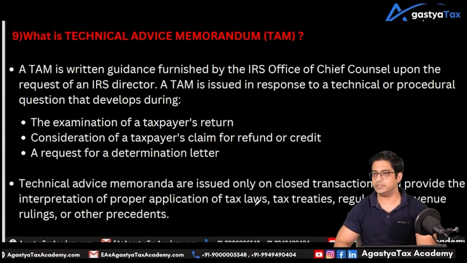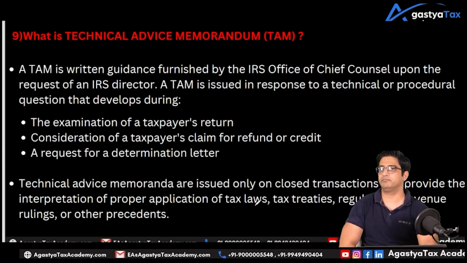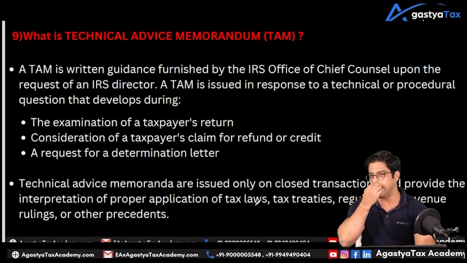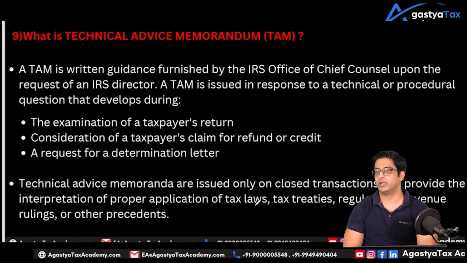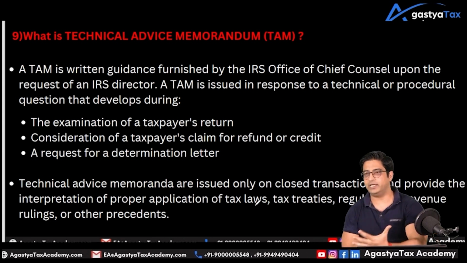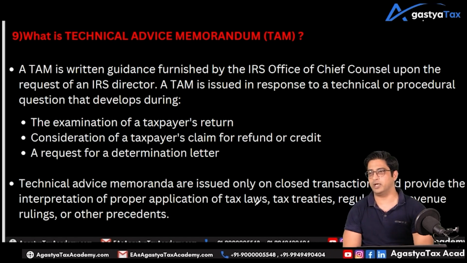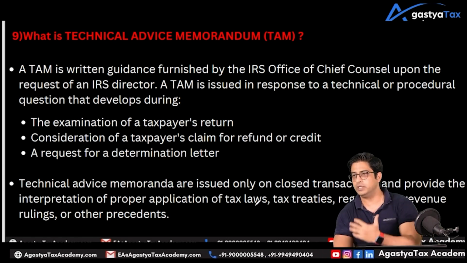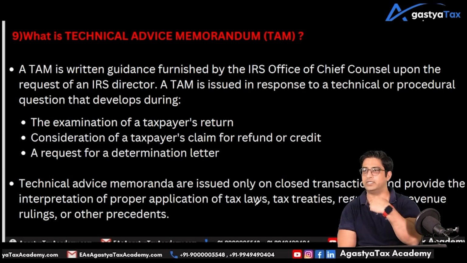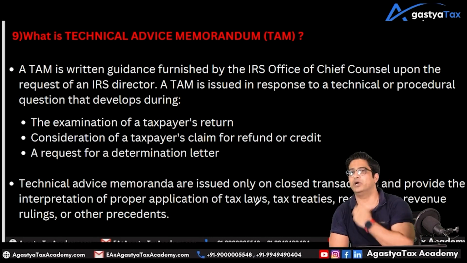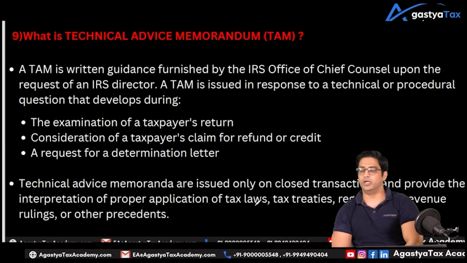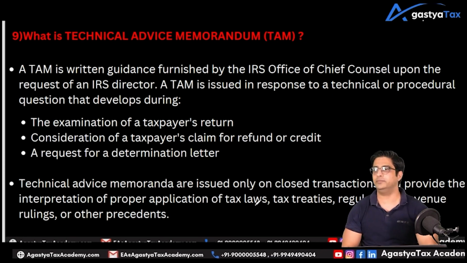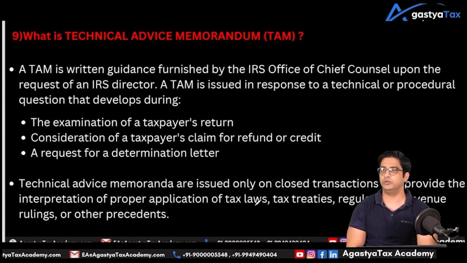So TAM is, let's suppose, in the collections wing or in the appeals wing, IRS has different branches, right? In collections, every time this particular issue is coming up, how do I deal with this particular collections issue? Can you please prepare a technical advice memorandum, is what the director is asking. What is collections basically? You are a taxpayer. You are owing an amount to IRS.